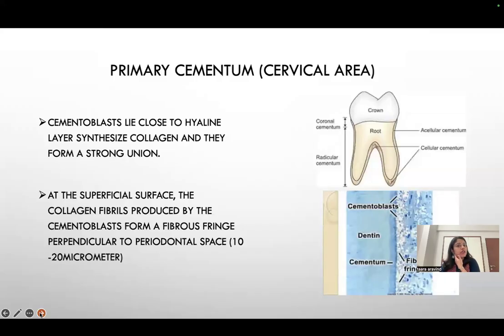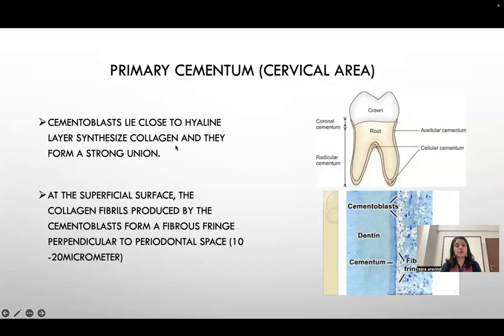So the first formed cementum is known as the primary cementum, and this primary cementum is present at the cervical 1/3 of the root. As we have discussed about the hyaline layer of the radicular dentin, the cementoblasts that lie very close to the hyaline layer synthesize collagen and form a strong union. At the superficial surface, these collagen fibrils produced by the cementoblast form a fibrous fringe perpendicular to the periodontal space.